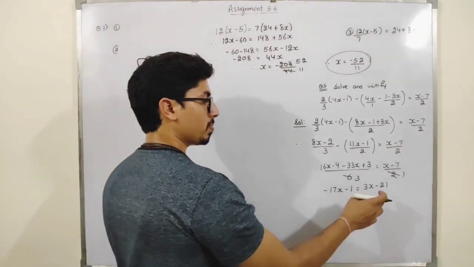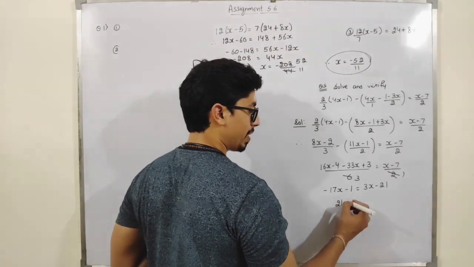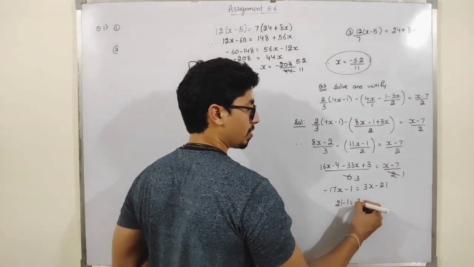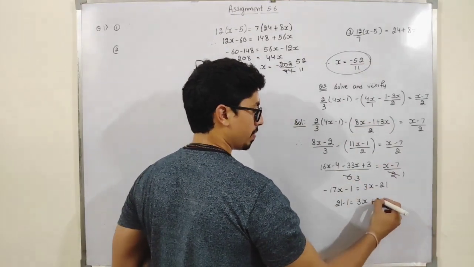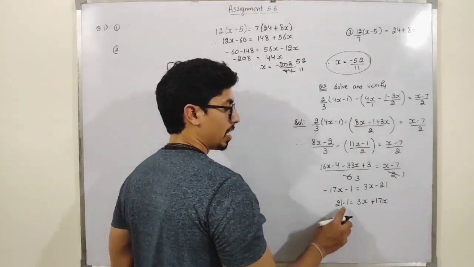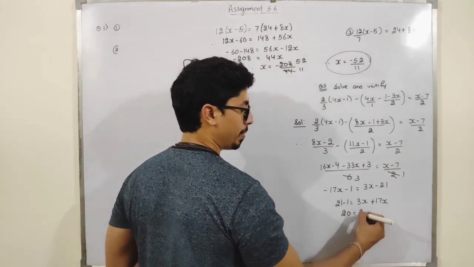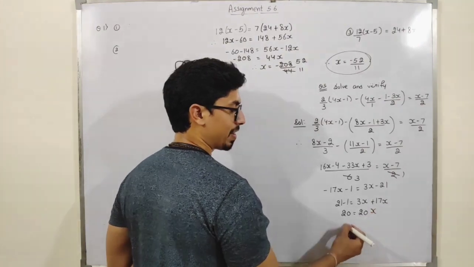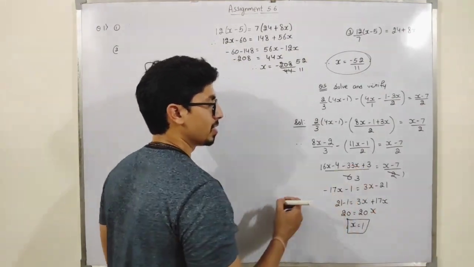Now see, minus 21 when it goes here, it will be positive. So 21 minus 1. This 3x, when this negative goes here, it will be positive. So it will be plus. 21 minus 1 will be 20. And if I just add them, it will be 20x. So 20 when it goes here, 20 by 20 is 1. So the value of x is 1.